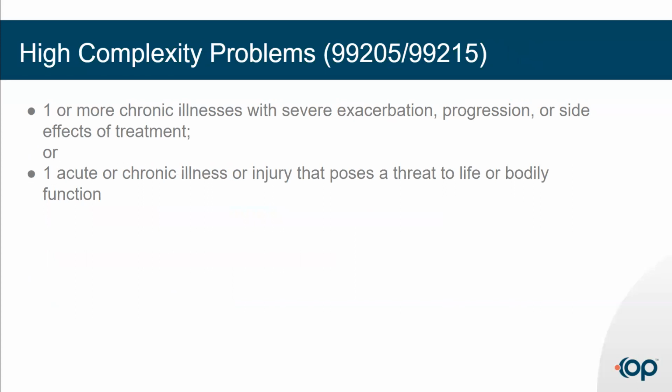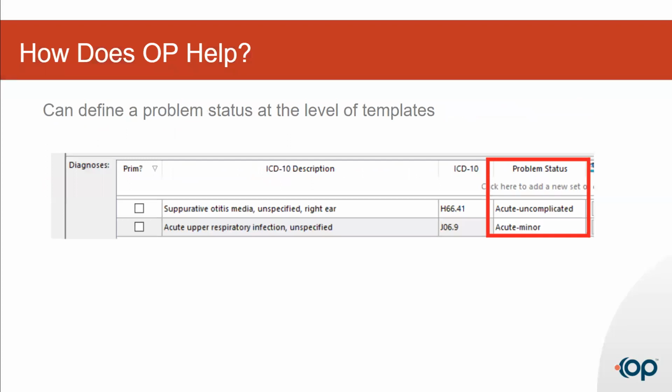High complexity problems are really, for those of us in pediatrics, probably those that we're thinking about hospitalizing. Either an injury poses a threat to life or bodily function, that could be severe depression, or a patient with asthma who you're sending to the emergency room because they're really having trouble despite treatments. Or it could be a patient who's having significant side effects from their treatment, and you need to do some higher level of care. So let's talk about how OP helps.